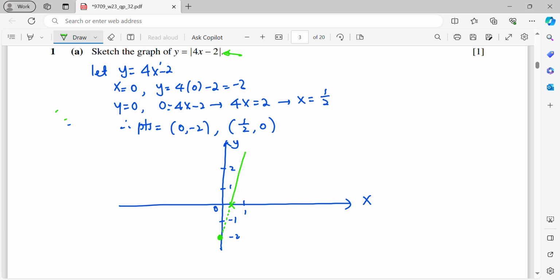we have to reflect the negative values. That means the dotted line will be reflected. So instead of (0, -2), it now becomes (0, 2). Now just join the 2 points and you will get the line. So this is y equals modulus of 4x minus 2. The dotted line should be erased. Alright, so done for part a.